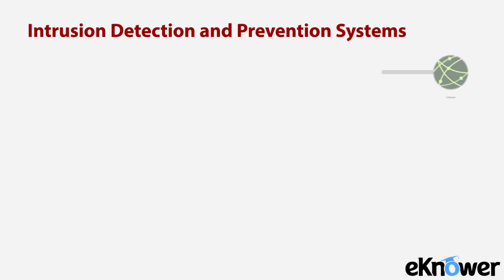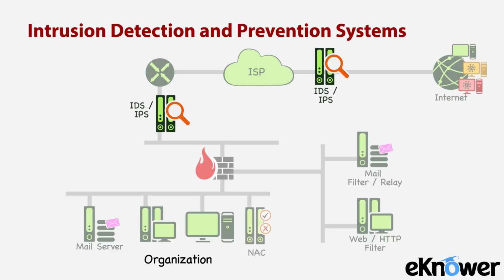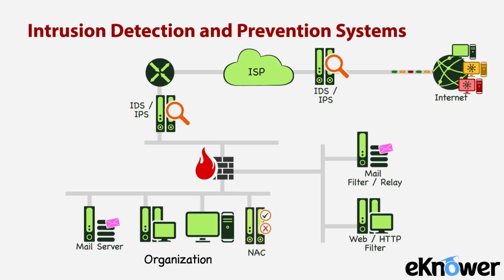IDS/IPS systems can be implemented in the ISP network or in the organization. On the ISP network, it discovers and protects against attacks from the world or from customer networks. In the organization network, it protects against attacks coming from the world to the organization. Some attacks are detected and blocked on the ISP network, and others are detected by the IDS in the organization network. The result should be that only good packets enter the organization network.